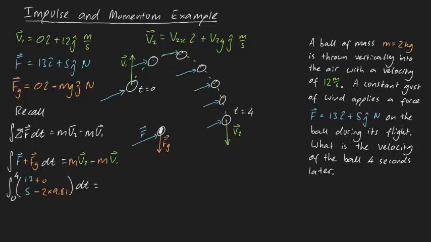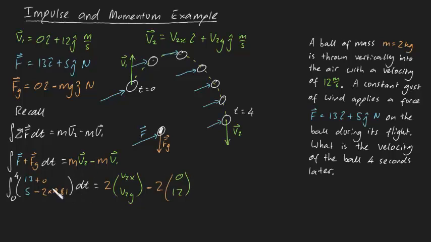And that's going to be equal to 2 times v2, which is going to be v2x in the x component and v2y in the y component. And we're subtracting that from 2 times v1, which is 0 and 12. Don't forget it's positive 12 because we're throwing the ball vertically upwards with a velocity of 12 meters per second.